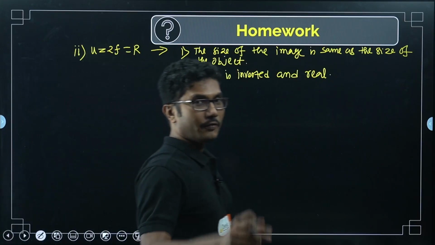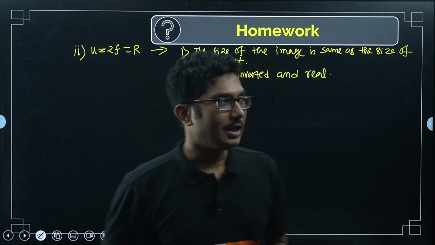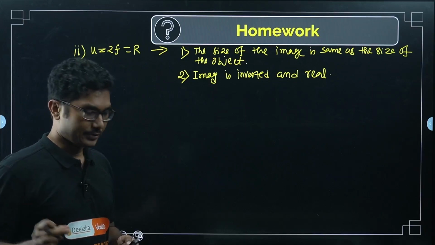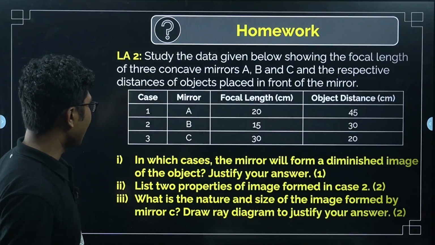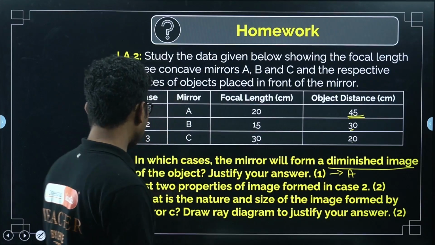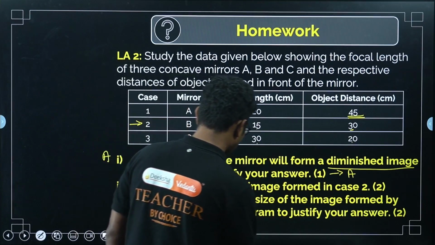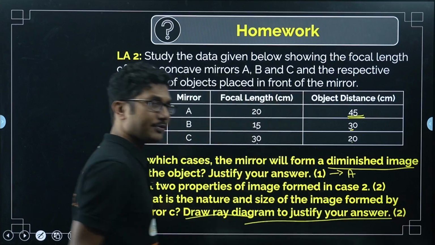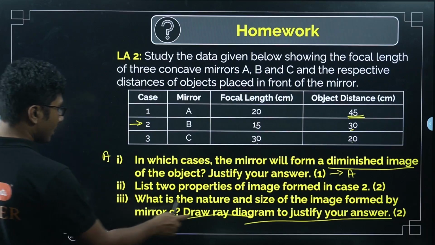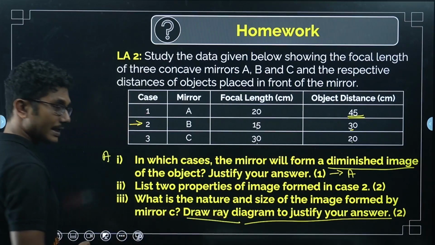We know that when the object is placed exactly at 2f, the image is obviously real and its size is obviously equal to the size of the object. Okay, now what was the last question? What is the nature and the size of the image formed by the mirror C? Draw a ray diagram to justify your answer. Now this ray diagram I have explained and drawn in the previous class. So I am not going to explain the ray diagram part. You can go and check how to draw a ray diagram for this case. This is a special case, I draw it.